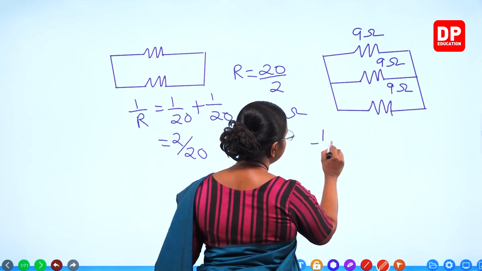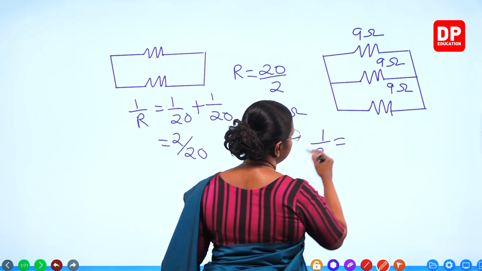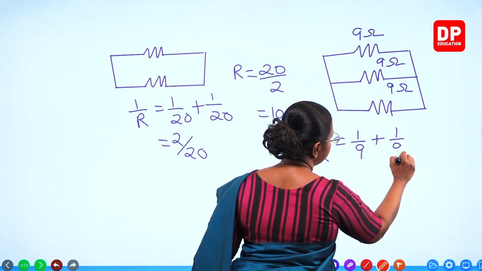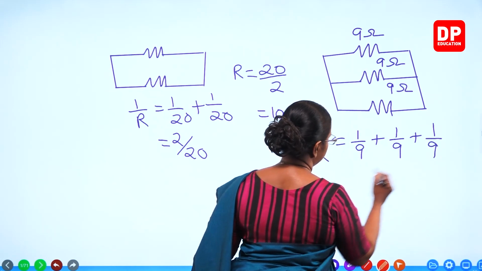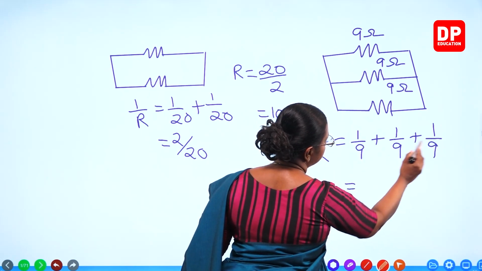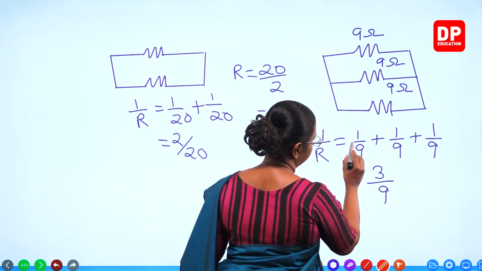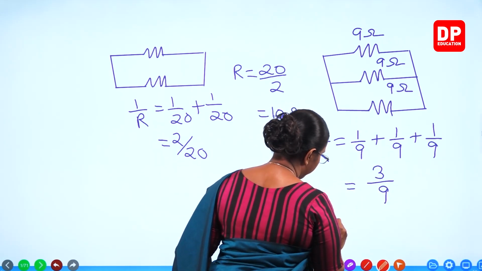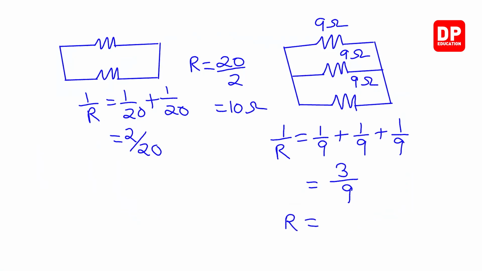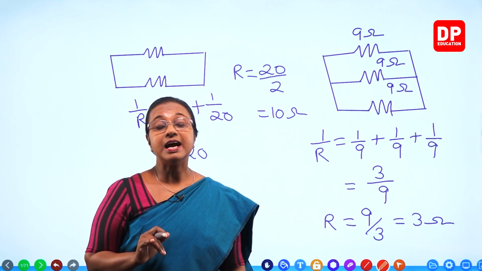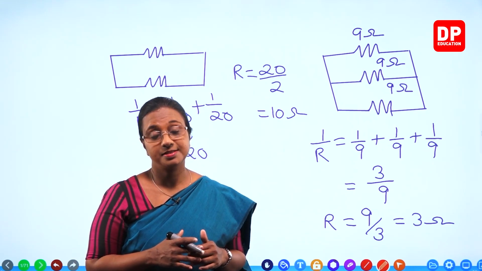So if you find the equivalent resistance, now you can see 1 over 9 plus 1 over 9 plus 1 over 9. The denominators are the same, so the numerator is 3, 1 plus 1 plus 1. To find R, you will need to take the reciprocal. 9 over 3 will be equal to 3 ohms. That is how you can easily identify how to combine resistors.